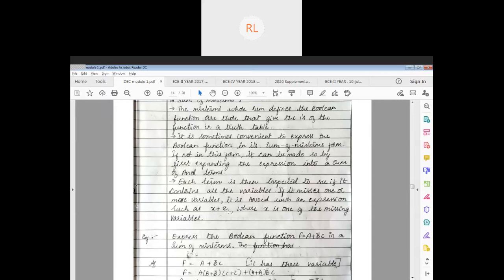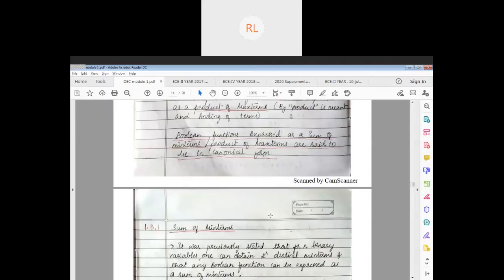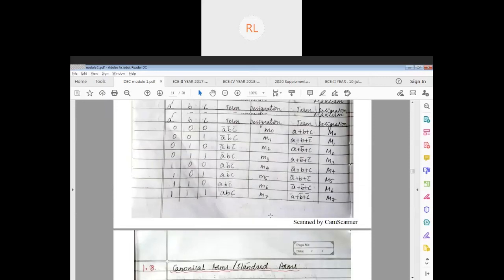So each term is then inspected to see if it contains all the variables. If it misses one or more variables, it is ANDed with an expression such as x plus x bar. Now keep in mind, we can always do this if we do not have any expression. It is just like using its true and complemented version.